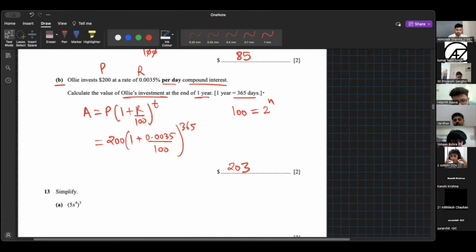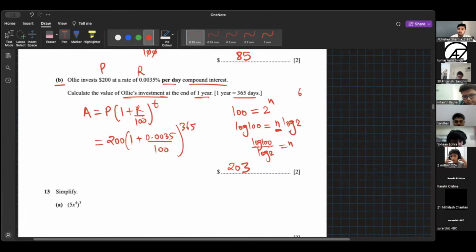Yes. And instead of that, if you want to use the log method, what will be in the log base and what will be in the upper bucket? I'll tell you. So log 100 is equal to n log 2. So the exponent will come here and multiply with log 2, n log 2. Okay. Then you can make n the subject of the equation. You can write log 100 divided by log 2 is equal to n, and you can check the answer will still be 6.64.